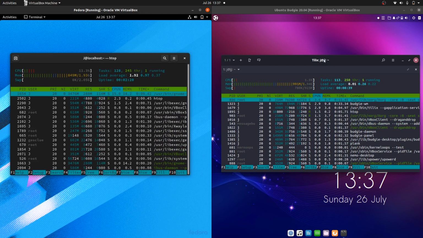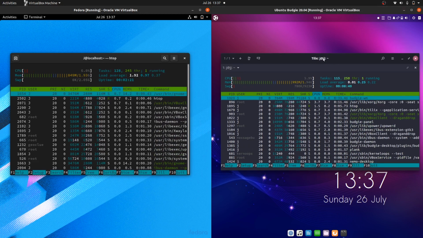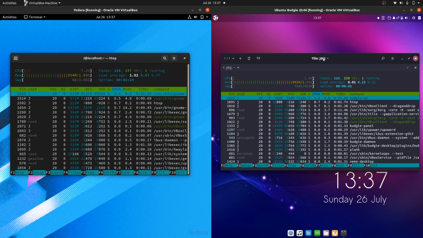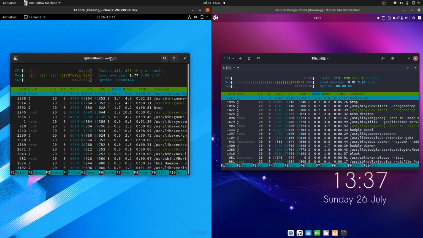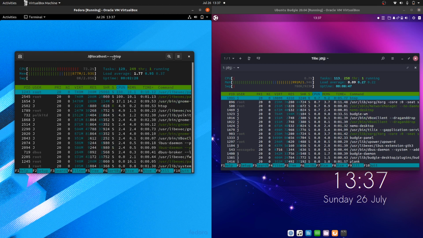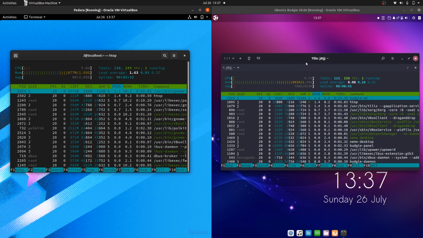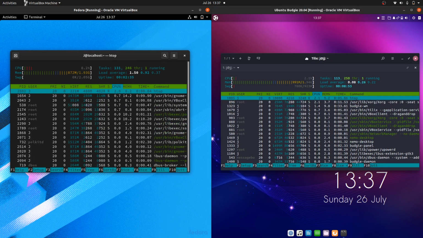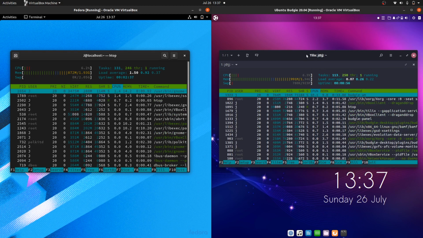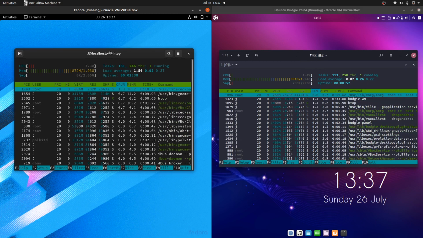Getting into it, just as a quick disclaimer, these are both booted up from scratch. There's nothing really running in the background except for the operating system itself, which is what this video is about. Starting off, the CPUs are nothing to write home about. They are just idling away at about 1.58%, so we'll keep that there.